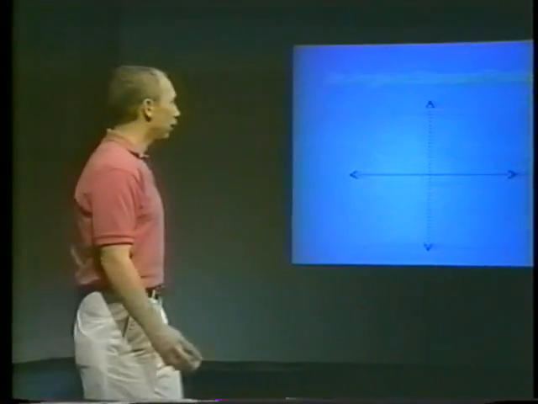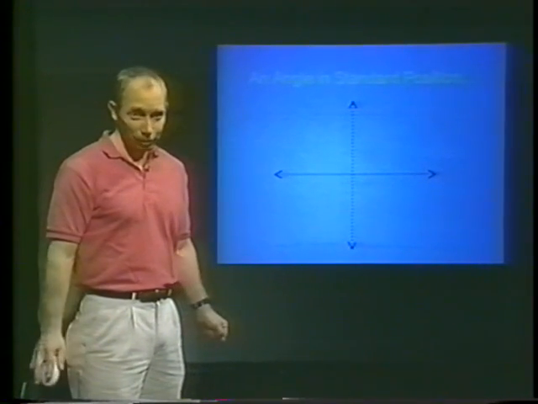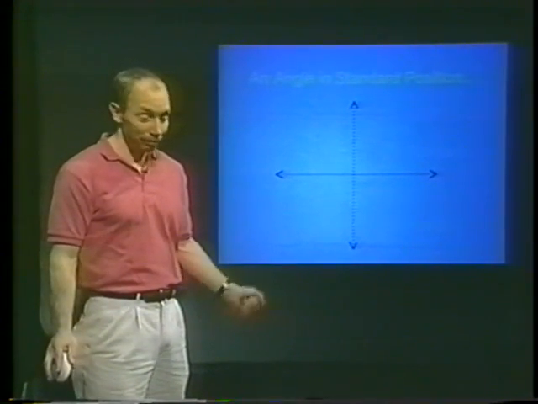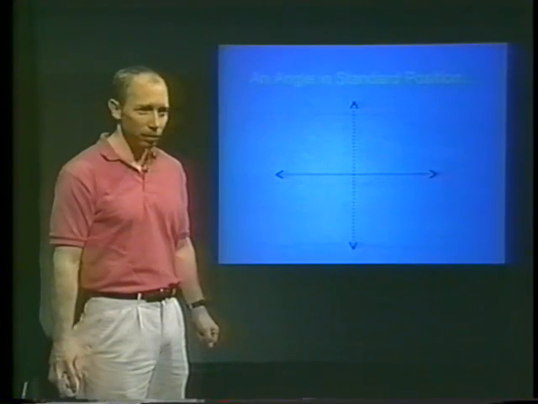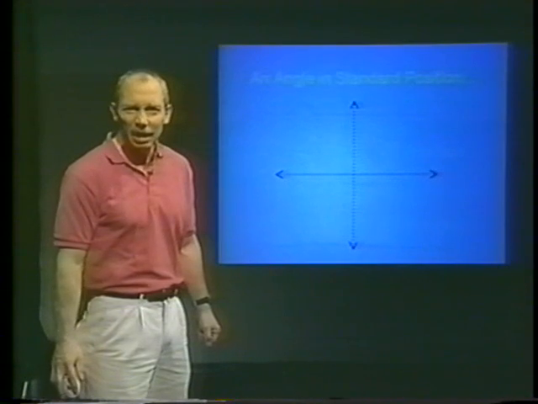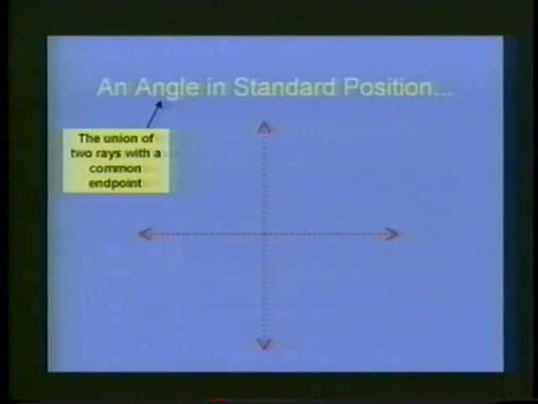Okay, now I want to talk about, we're going to have a way to deal with angles that are greater than 180 or greater than anything, all the way around the circle, all the 360. So we're going to put an angle. What the heck is an angle anyway? An angle, by definition, is the union of two rays with a common endpoint. Okay? Let's look at that.